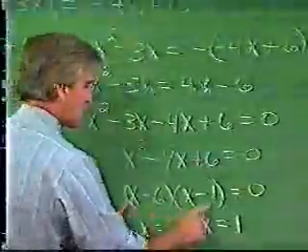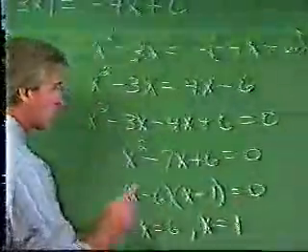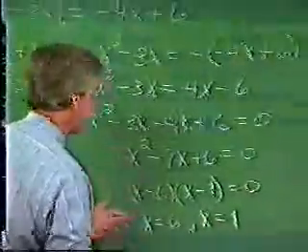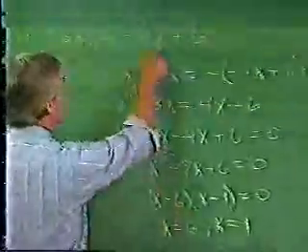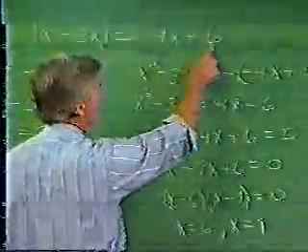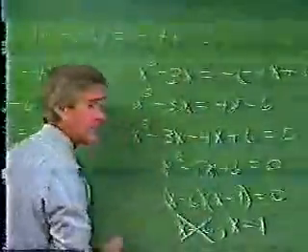So we have (x − 6)(x − 1) = 0. The values of x that cause each factor to be 0 are 6 and 1. Again, we'll go through the check. If x is 6, look at this side. Negative 4 times 6 would be negative 24, plus 6 would be negative 18. Can't happen. We can eliminate that as a possible solution.